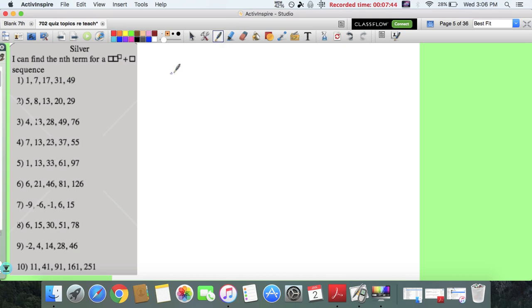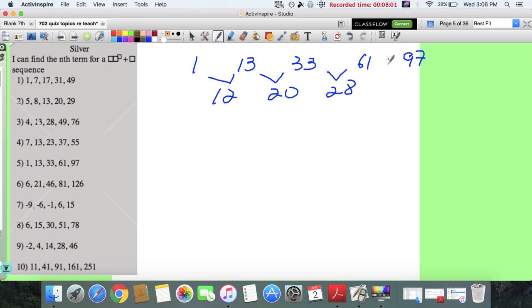Next sequence: 1, 13, 33, 61, 97. This is a 12, this is a 20, this is a 28, this is a 36. They're not the same, so that tells me that this is a quadratic sequence, so it's an n squared sequence. I've got to figure out if there's a number in here. Take the second difference, which is 8, 8, 8. So half of 8 is 4, and that's the number that comes here.